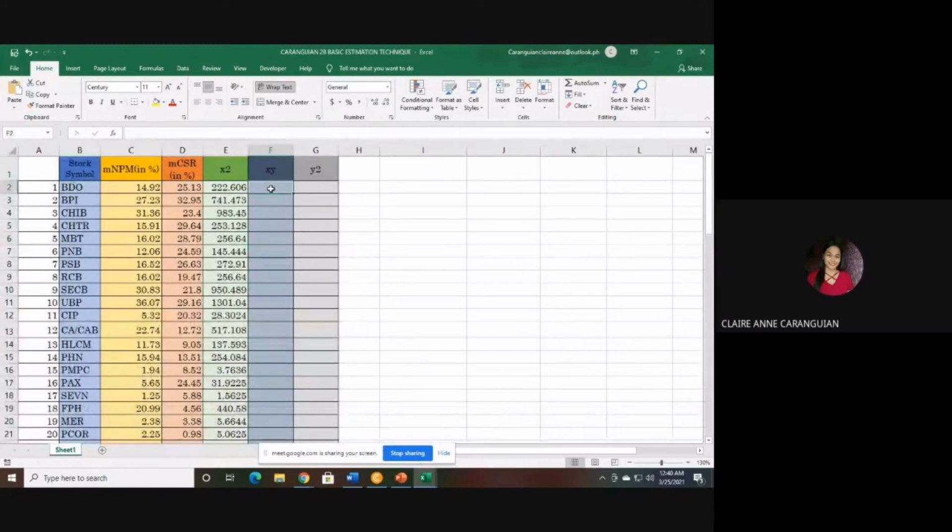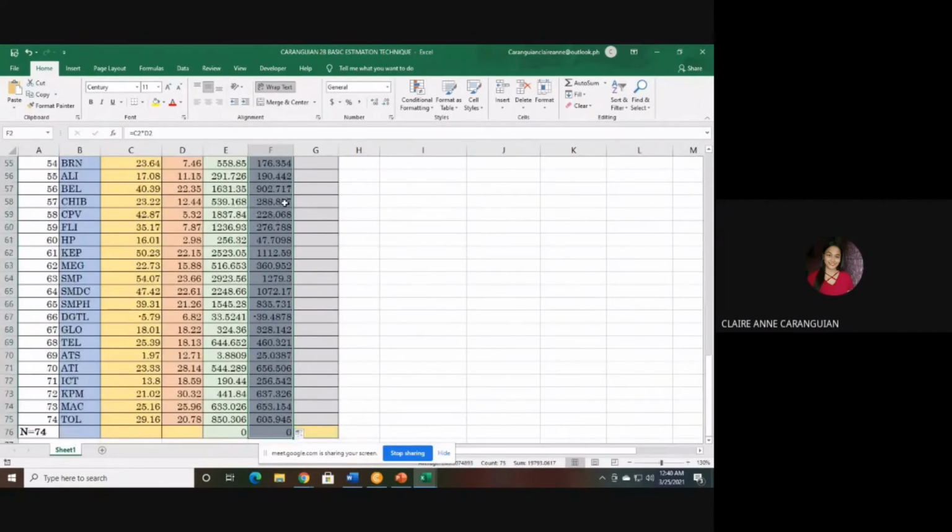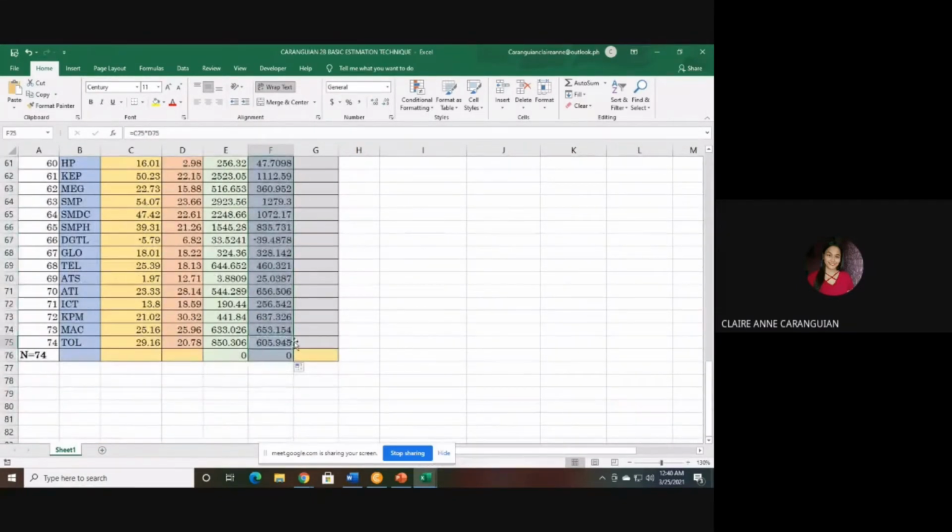Just one formula. Same, but here it is x and y. This is x, this is y. So, x times y. So, 14.92 multiplied by 25.13 is equal to 374.94. So, double click to fill down to 74. Just double click and everything has an answer again.